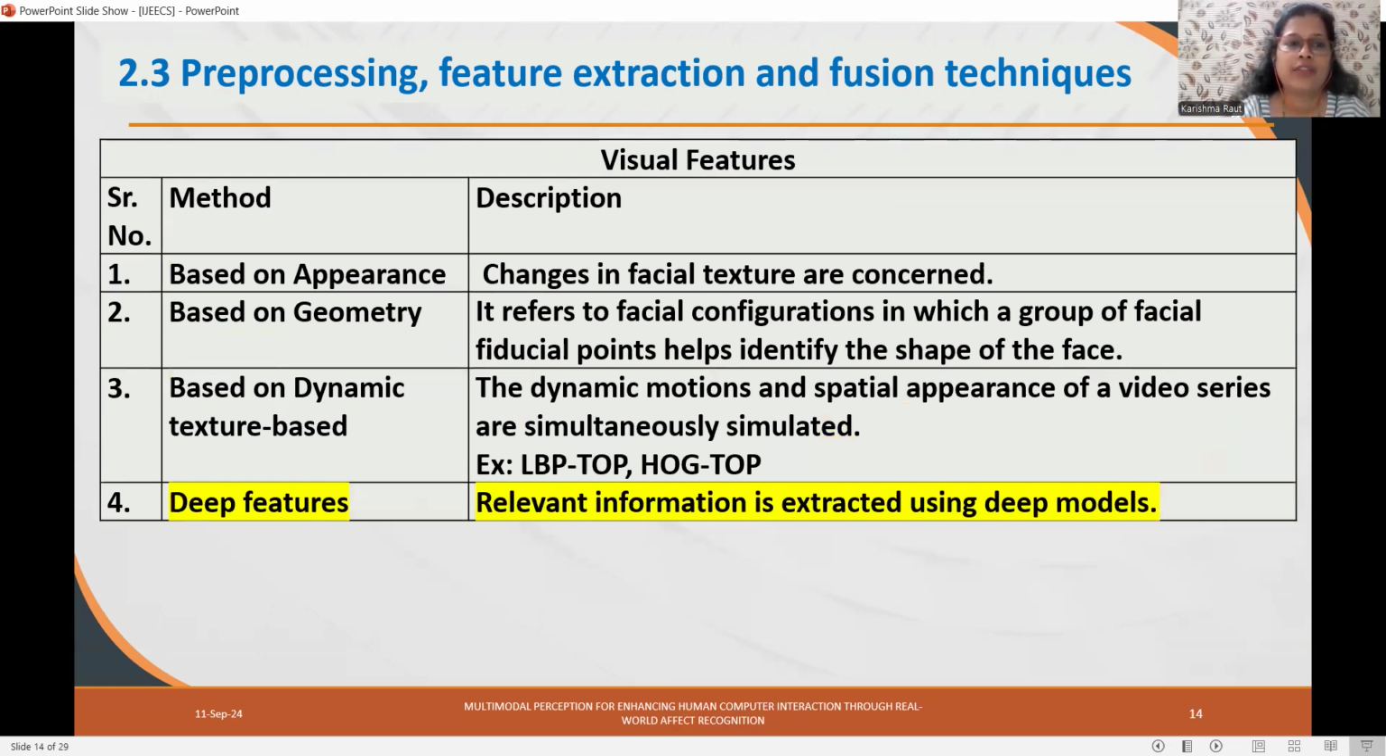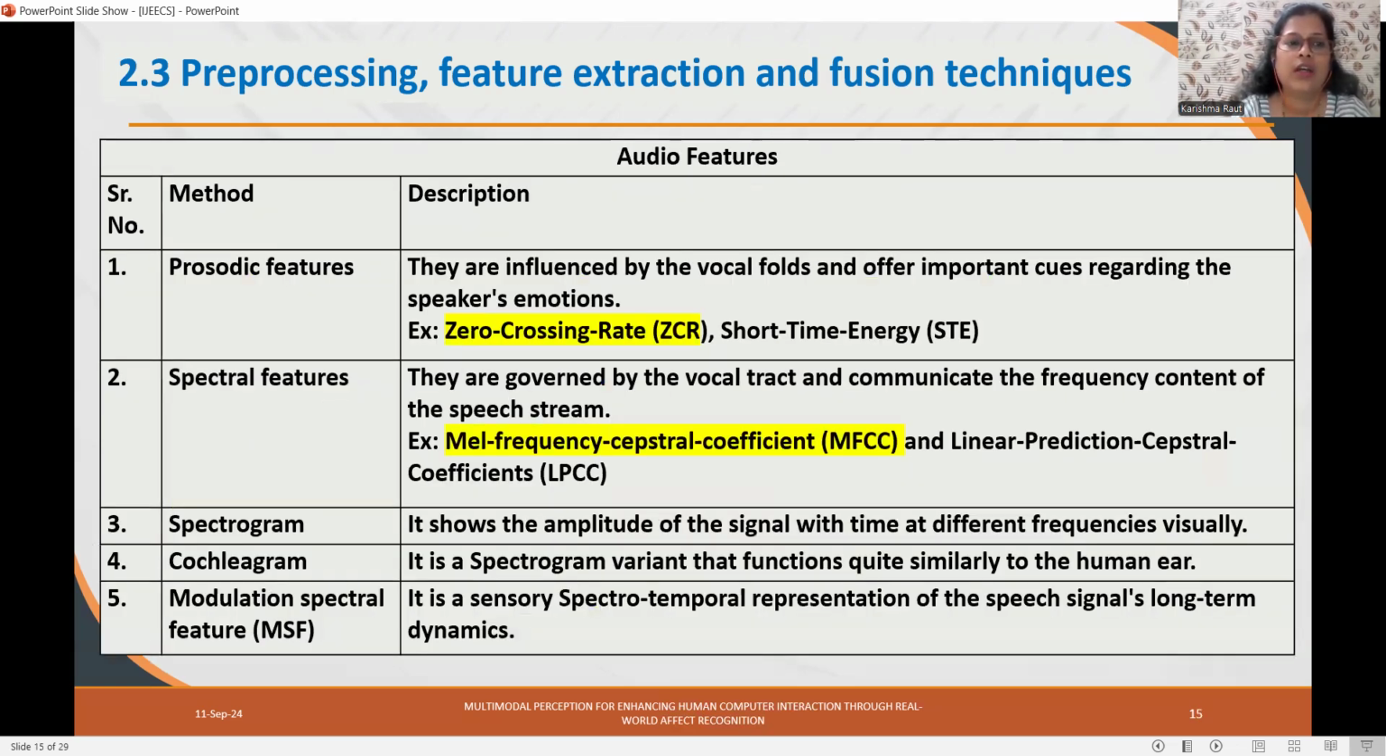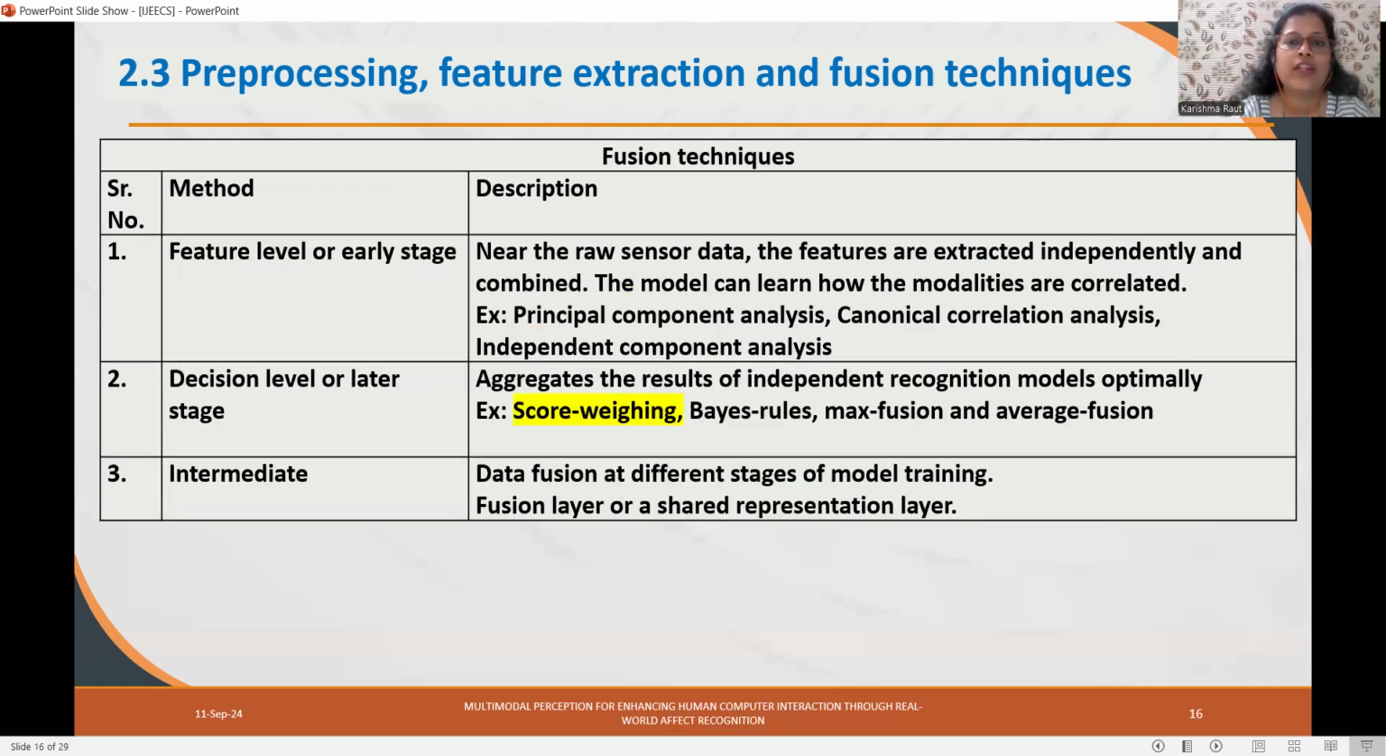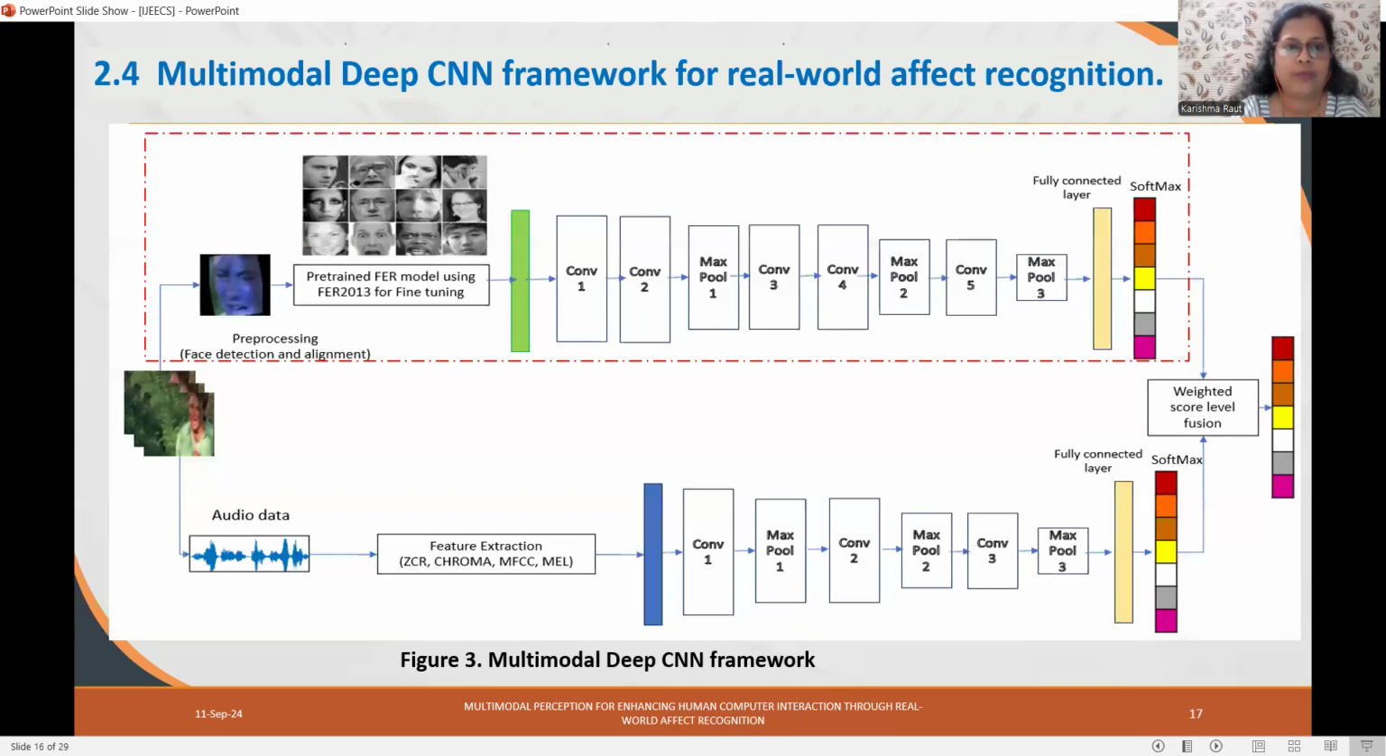Visual features can be extracted based on appearance, geometry, and dynamic texture, and the most relevant are deep features extracted from deep models. Audio features can be extracted, like prosodic features, for example zero crossing rate, and spectral features like Mel frequency cepstral coefficients, spectrogram, cochleogram, and modulation spectral feature. Various fusion techniques like feature level fusion, decision level fusion, or intermediate fusion, which is data fusion at different stages of model training, can be used.